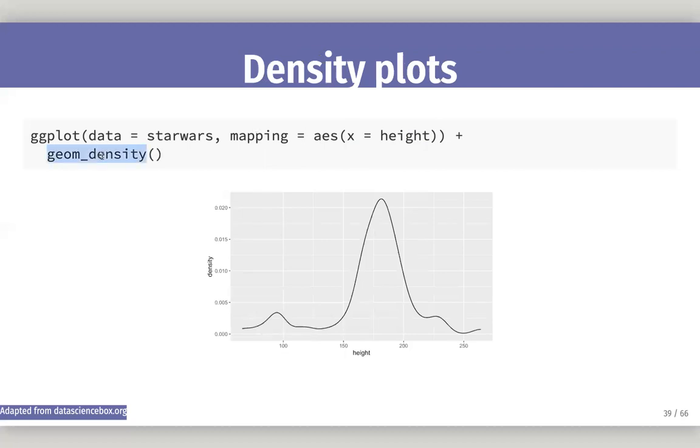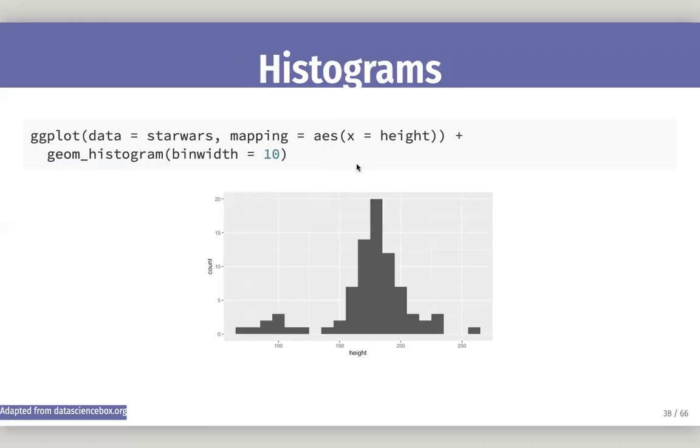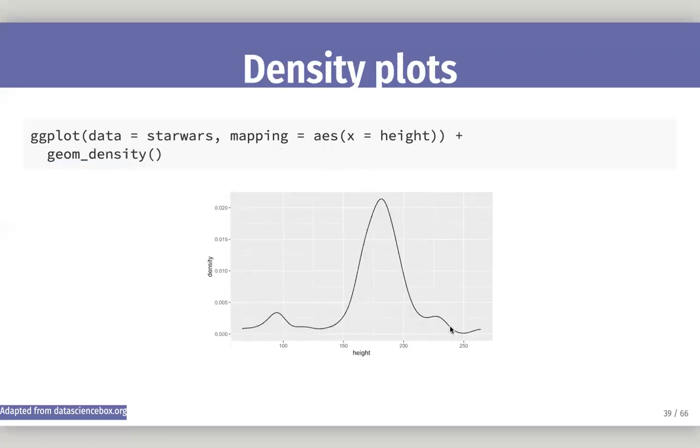You can do that by using geom_density. You'll see that it's very similar to the histogram. It just smooths that line across.